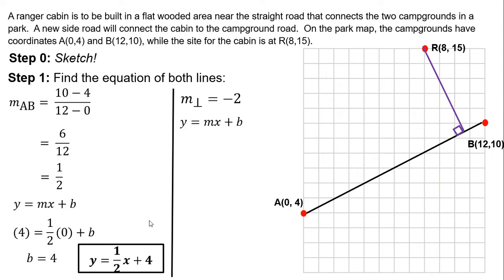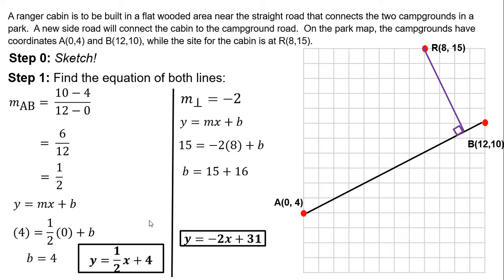Again, my target is y = mx + b. I know m, and I can also plug in the coordinates of any point on the line. The only point I know on the purple line is (8, 15). So I plug in 8 for x and 15 for y, and then in just a couple of steps, I'm going to solve for b. I'm going quickly through the algebra. You're welcome to pause it and work through it on your own.